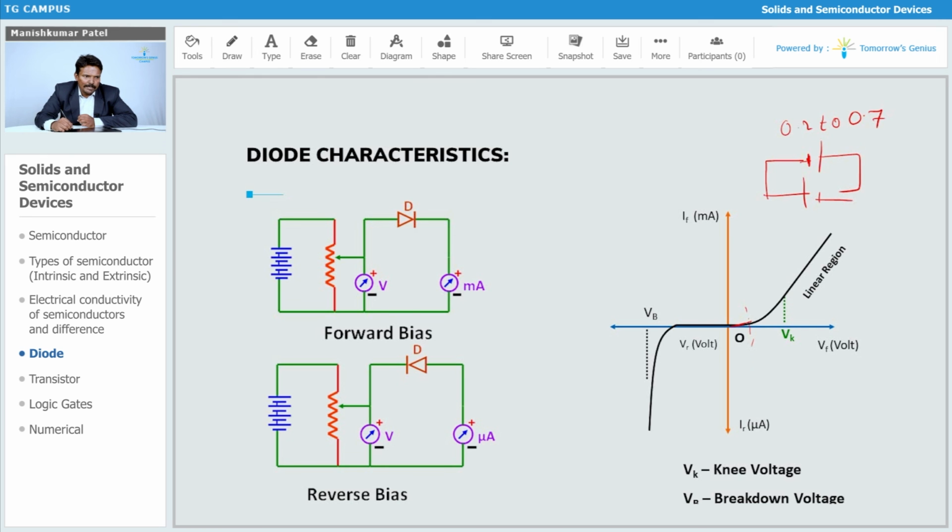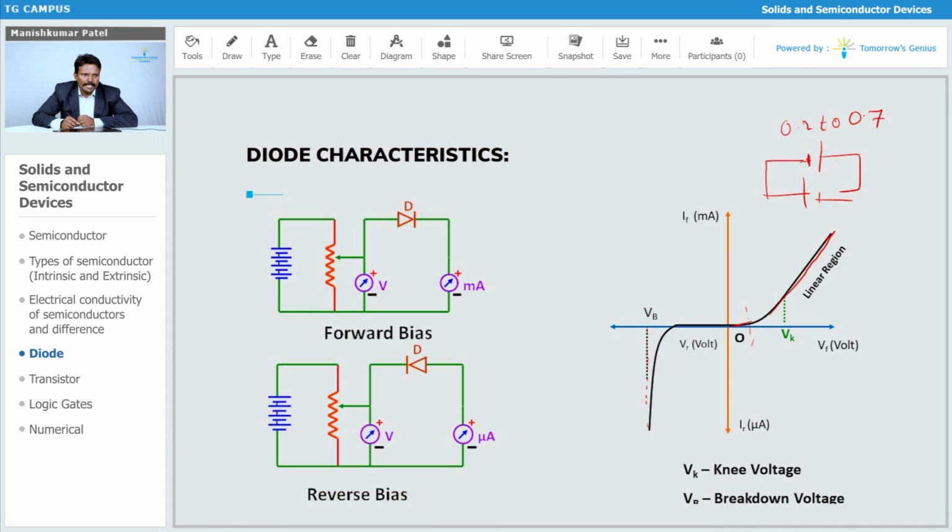Then after that, this region which I am showing we are going to call a linear region. So we can say that the current is in proportion with the voltage in the linear region. Now if you change the polarity and make it reverse bias, the value of current is almost 0 up to a certain instant, but once the breakdown occurs, at that breakdown voltage, definitely a large amount of current will flow. So that is called the breakdown condition.